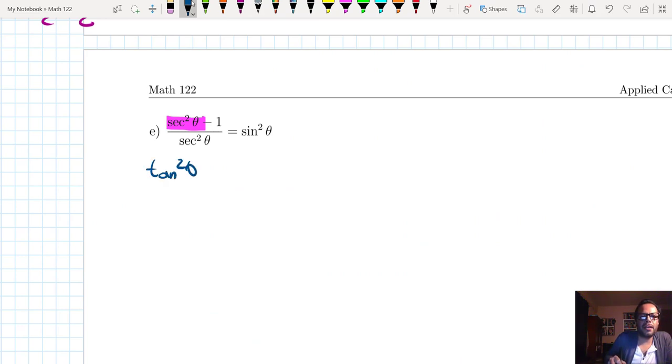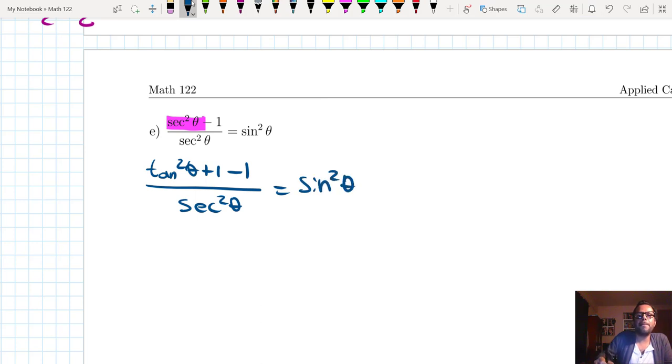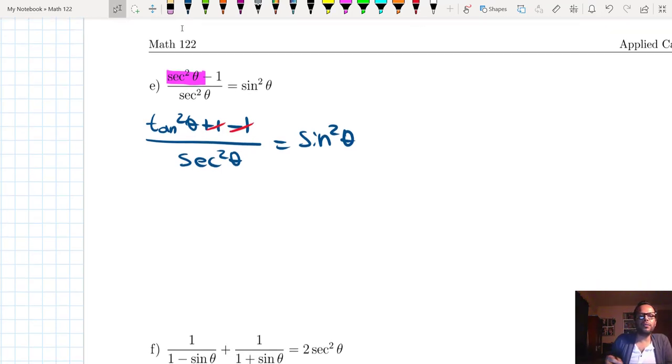Tangent squared theta plus 1, and then minus 1. Bring this minus 1 from here, right? And then that's divided by secant squared theta equals sine squared theta. Notice how this 1 minus 1 cancels, and we are going to get tangent squared theta divided by secant squared theta. All right, and that's what we get.